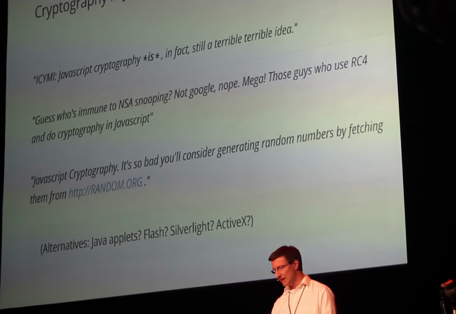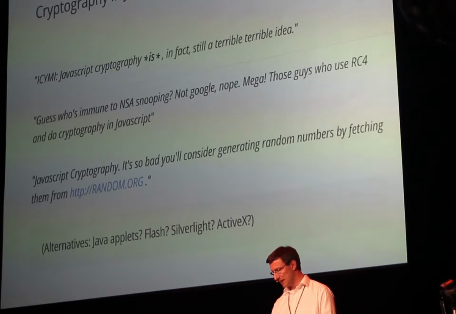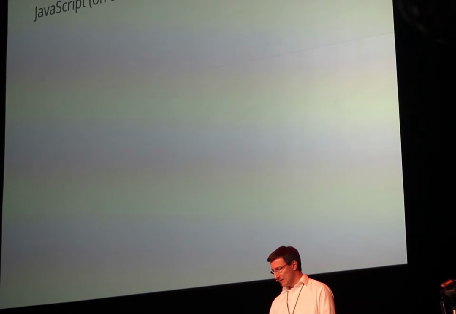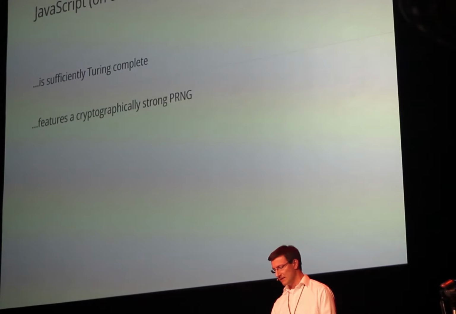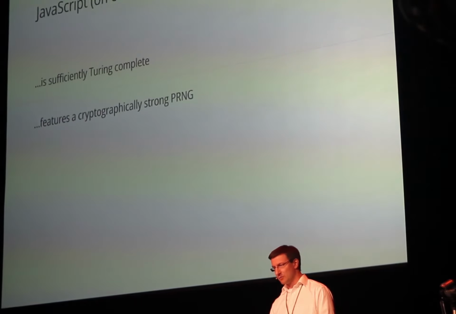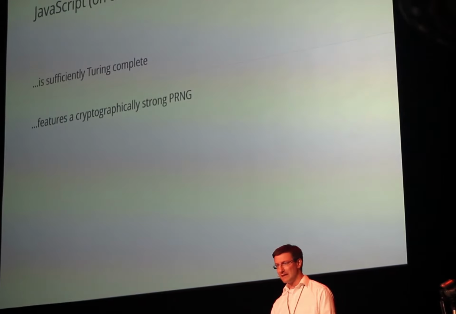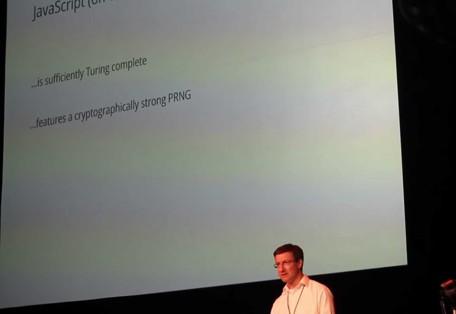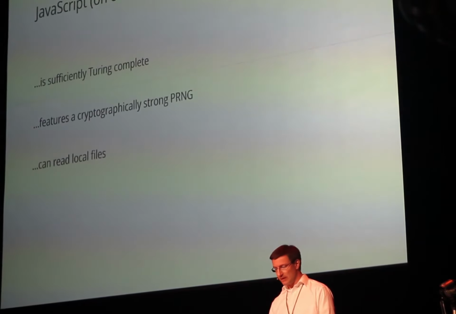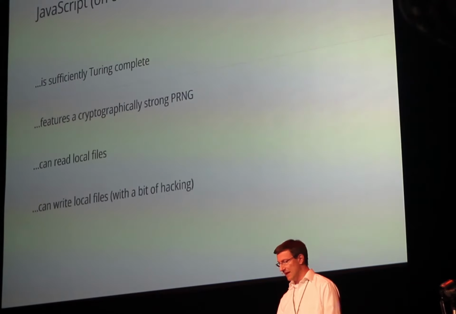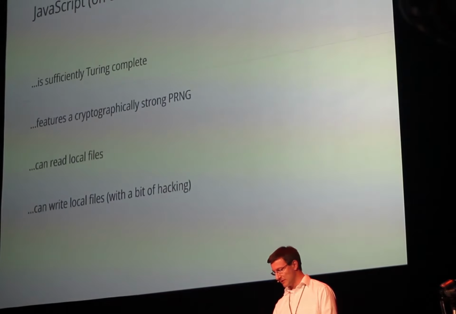So Silverlight is dead, and ActiveX I think you don't really want to use on a cross-platform environment either. So JavaScript on current browsers is of course sufficiently Turing complete. It now features a cryptographically strong pseudo-random number generator. I haven't audited the code of that, but I assume that it's good enough, but still we enhance it by user-provided entropy. Very important, it's able to read local files, and it can even write local files, but it requires a bit of hacking on most browsers.